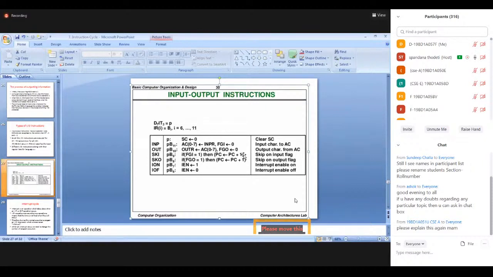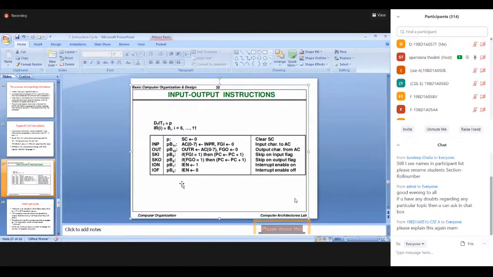Always the address of the next instruction to be executed is stored in program counter. So increment the program counter, because you are not going to execute the next instruction in the sequence. Similarly, if the 8th bit is 1, then SKO is executed. That means if the output flag is 1, you need to skip the next instruction. If 7th bit is 1, ION is executed. That means interrupt enable on.